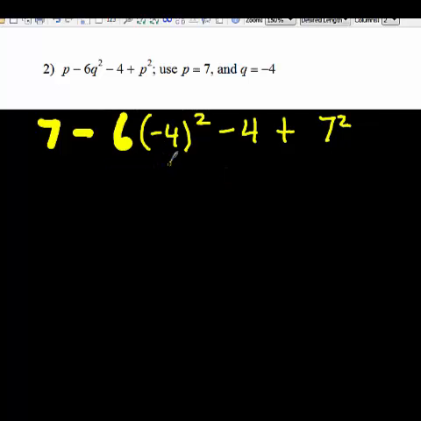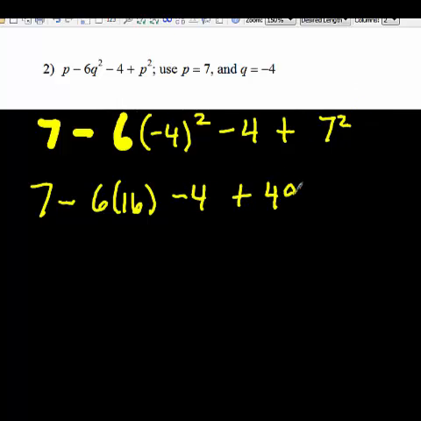So let's go through that. Let's do order of operations first. Well, -4 squared would be 16. So I've got 7 minus 6 times 16, and then minus 4, and P squared would become plus 49. So let's go through all of that. That would be 7 minus the multiplication. That would be 96 minus 4 plus 49.